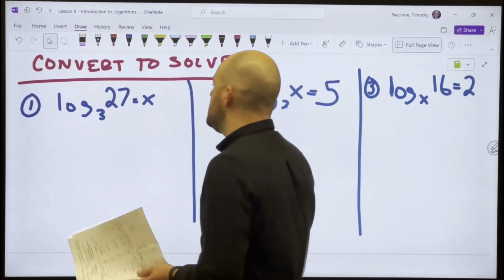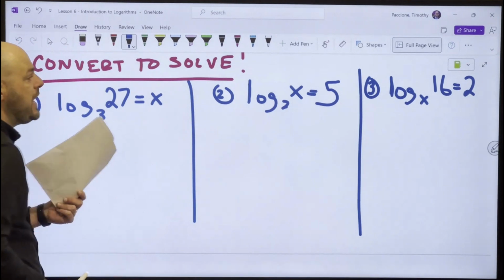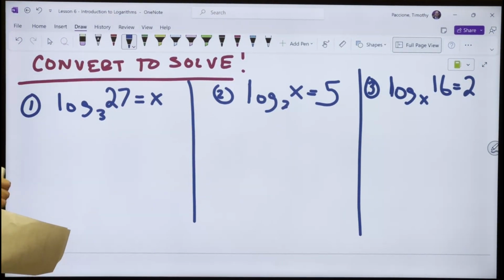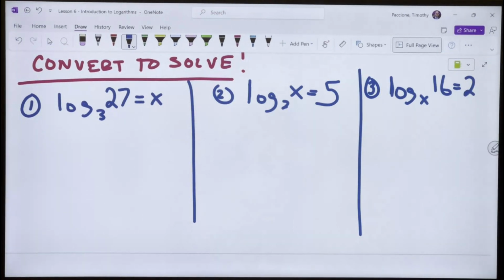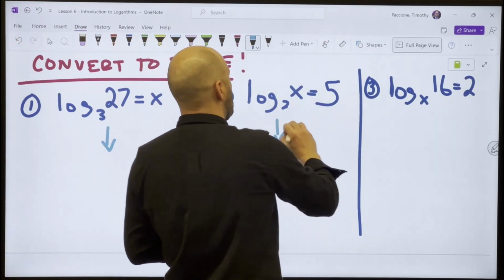So here's what we're going to do in each of these cases. And you'll notice that the x is in a different spot each time, because I need you to be able to do each situation. What if the x is the base? What if the x is the exponent? What if the x is the answer? Okay? So you're converting each of these to that exponent form, and then you're solving.